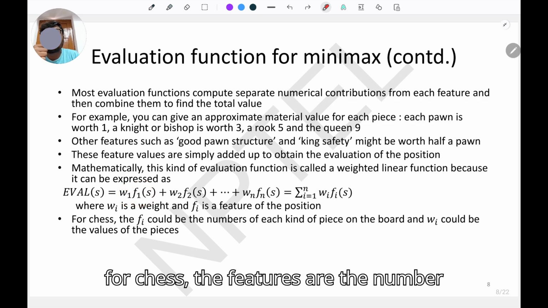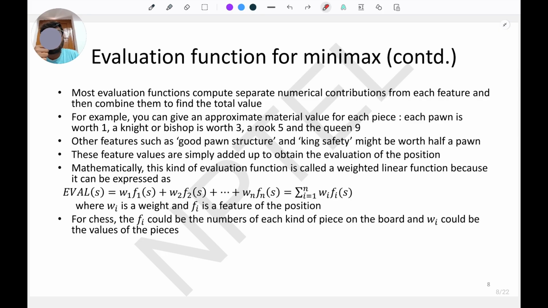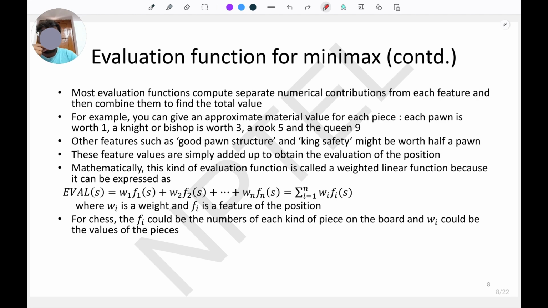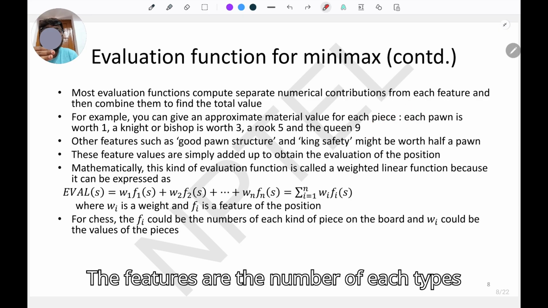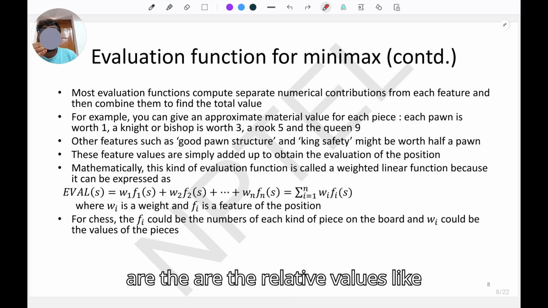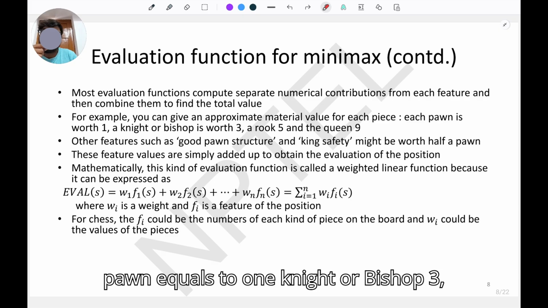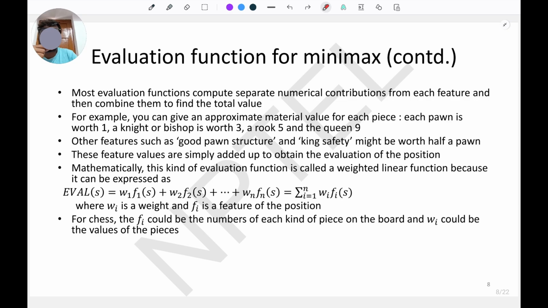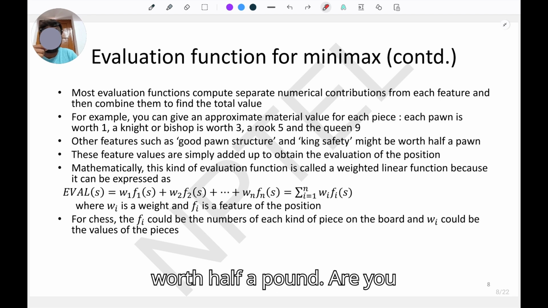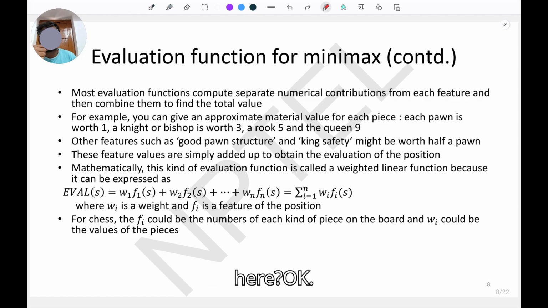Let's talk about chess here. For chess, the features are the number of each type of piece, and the weights are the relative values, like pawn equals 1, knight or bishop 3, rook 5, queen 9, etc. Other subtle features like pawn structure or king safety might be worth half a pawn. Are you understanding what I am trying to say here?